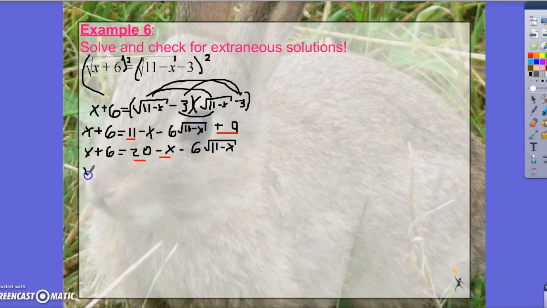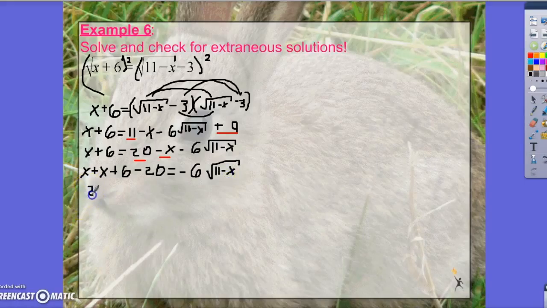I get x plus x, and you see where that comes from, right? The negative x comes over as positive x plus 6 minus 20. And if you notice, minus 20 comes from bringing this 20 over to the left, equals negative 6 root of 11 minus x. I can't do anything with the minus 6 yet because it's actually attached to that root.